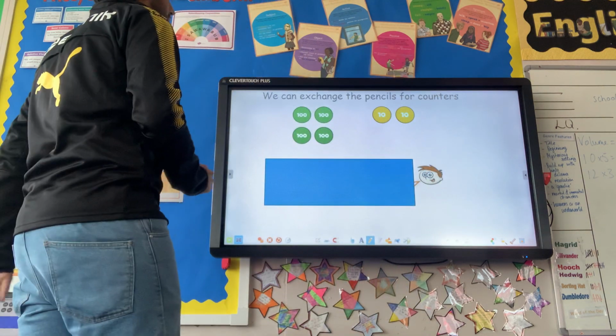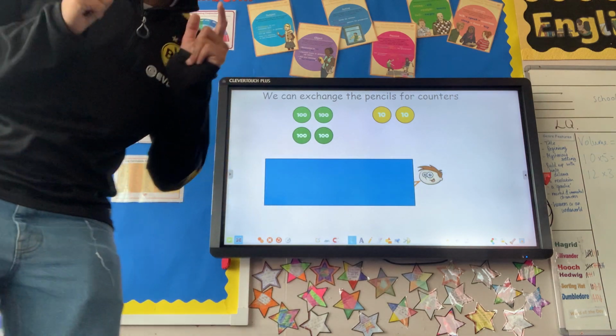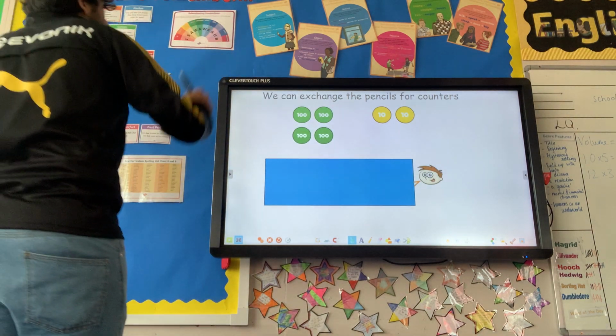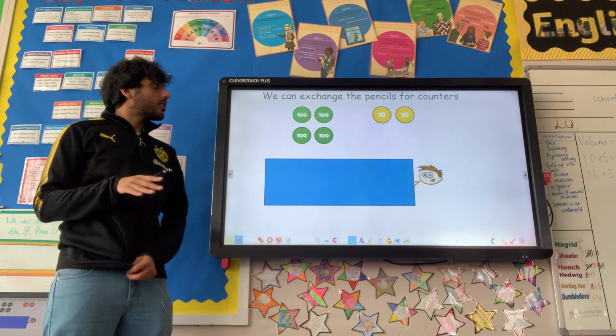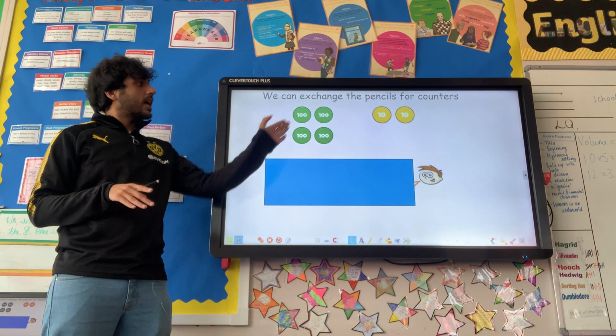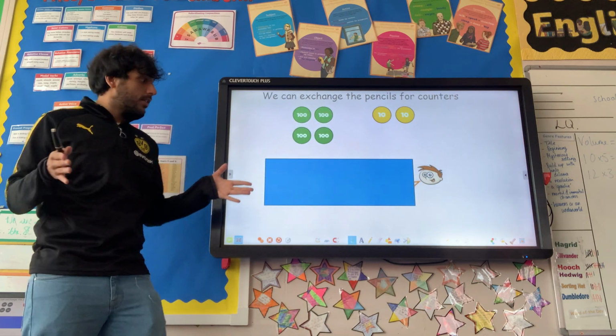Right, I think there is a better way. So, we know there's 420 pencils. What I've done is, I've exchanged the pencils for counters. So I know I've got 400 counters and 2 10 counters, because altogether there's 420 counters.